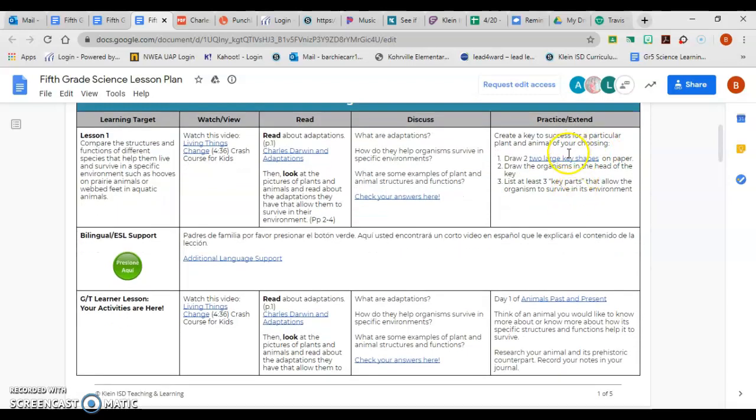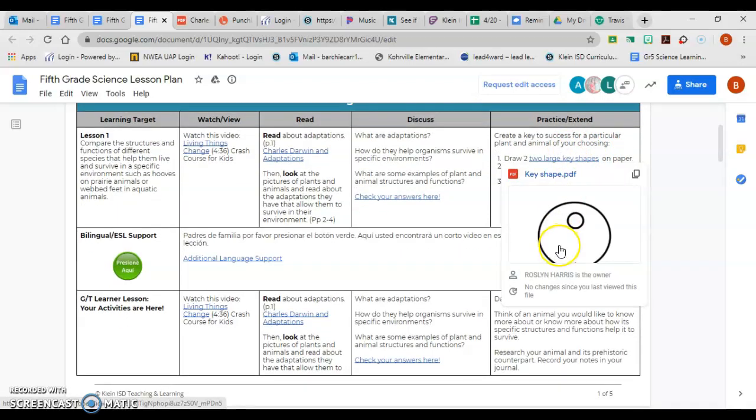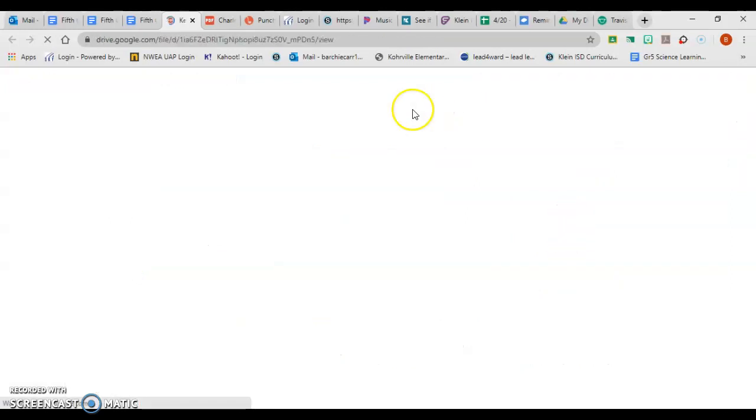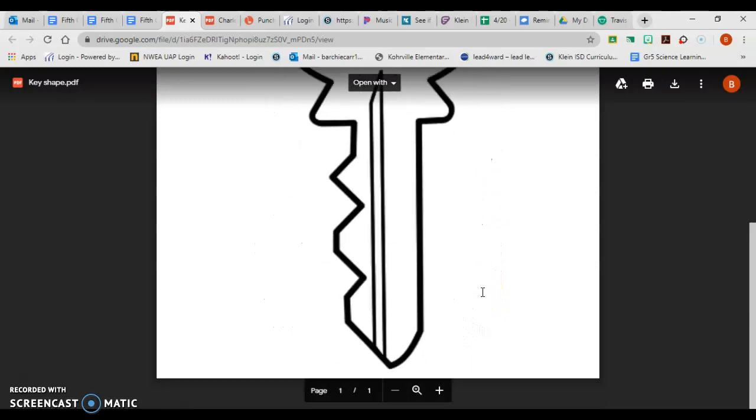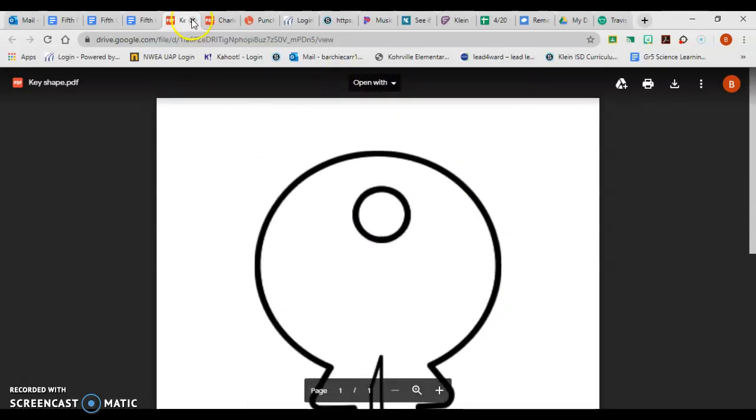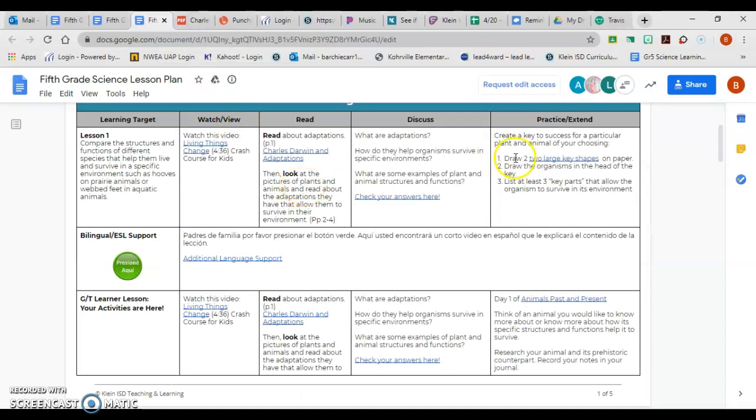So you're going to draw 2 large key shapes. You're going to copy this onto your own notebook paper. And it's just the shape of a key. If you really wanted to, you could just print it out, although that's certainly not necessary and very easy to copy down. And then you're going to draw your plant on the head of the key, and then list 3 key parts that allow the organism to survive in its environment. Okay, and then you'll do that one for the plant and one for the animal of your choosing. And that is it for today.